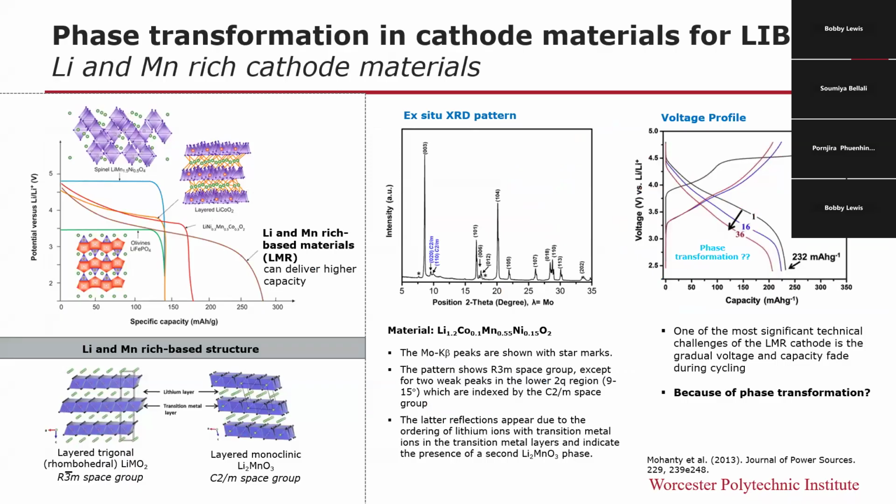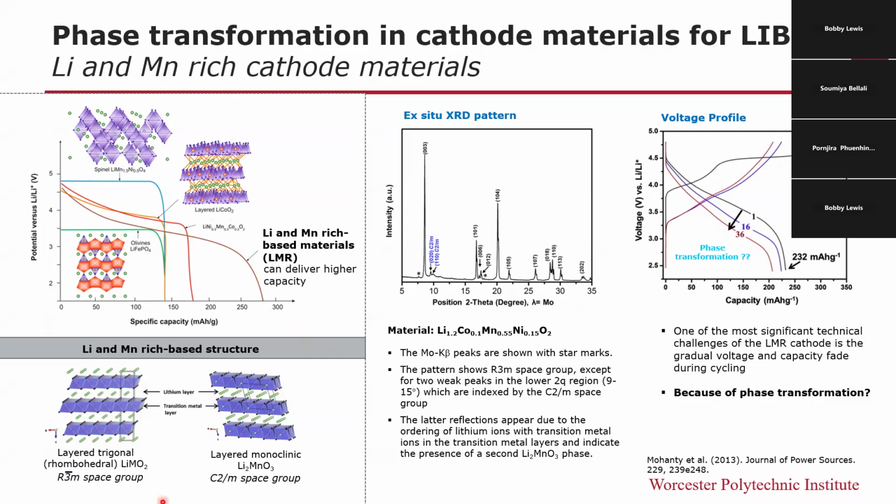And now let me give you another example of how phase transformation affects battery performance, this time with lithium and manganese-rich cathode materials, also known as LMR. Looking at the capacity comparison, you can see that the LMR has higher capacity, exceeding 250 milliamp hour per gram. This makes it a very attractive candidate for next generation batteries.